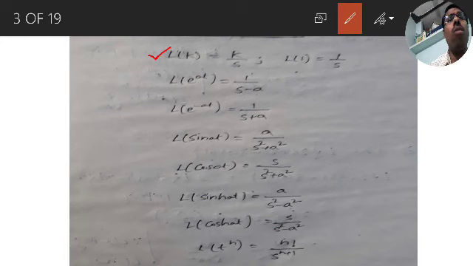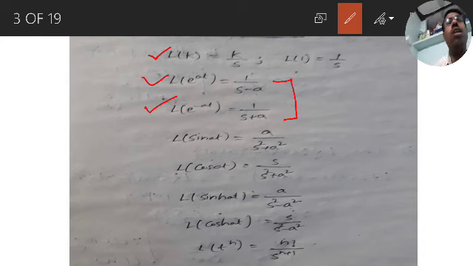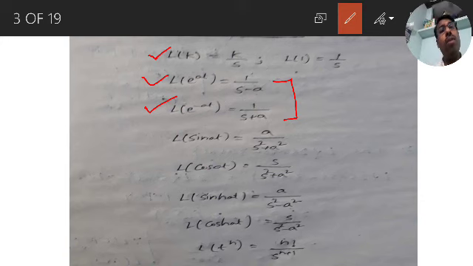L of e power of minus at is 1 by s plus a. So for plus you will get minus, and for minus you will get plus. L of e power of at and L of e power of minus at.